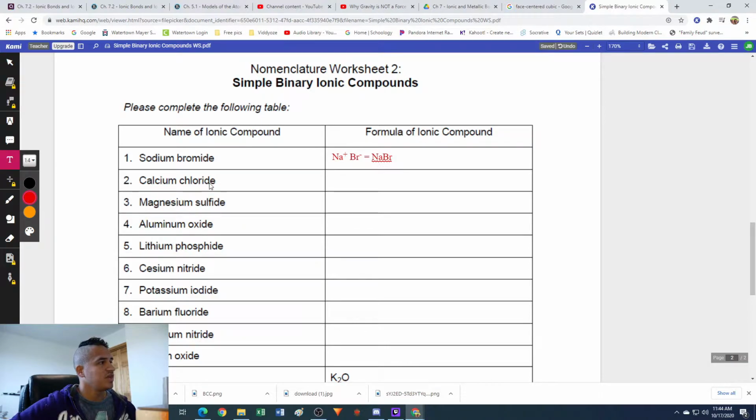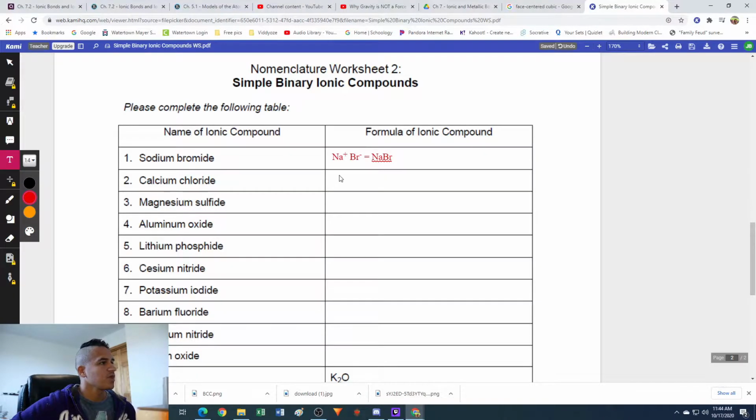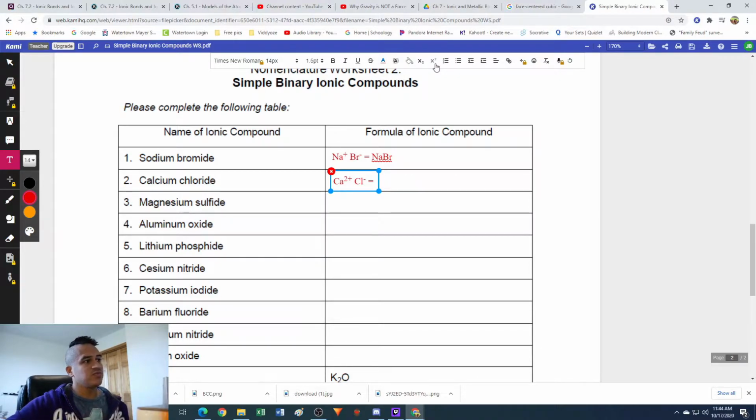All right, let's take a look at number 2, calcium chloride. So let's find calcium on the periodic table. Okay, it is here in column 2, so it makes a charge of plus 2. We have chloride, which is in the same column as bromine, so that will make a charge of negative 1. So here we can have Ca, which is 2 plus, and we have Cl, which is minus 1. All right, so now at this point, we see that these charges are not the same.